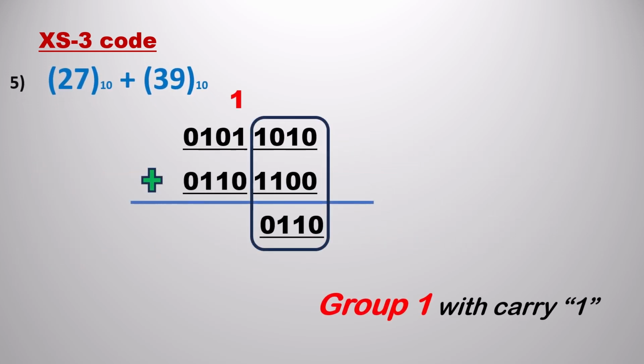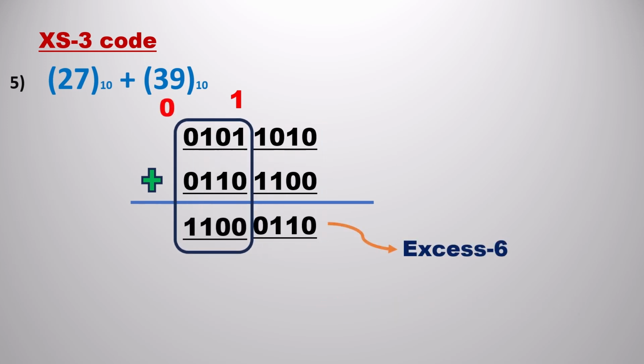In between we have given a plus operator. According to the previous problem also, we have to add the two outputs or the two XS3 codes. I have separated them as two groups. In the first group addition, I am getting 0110, and I am getting a carry. I have represented the carry in a red highlighted way. So group 1 has a carry 1. The second group has a carry 0, because we are getting double 1 double 0 and the final carry is 0 for the second group.